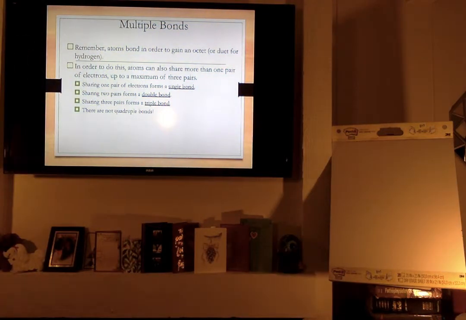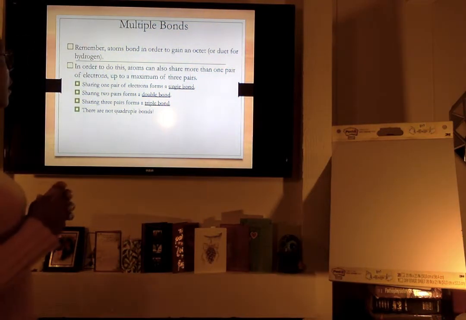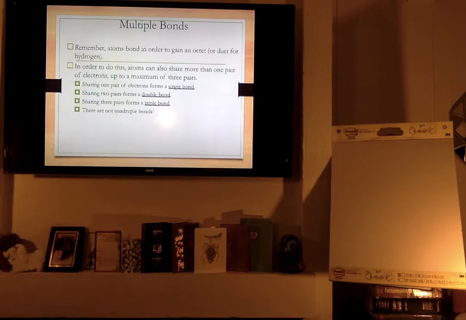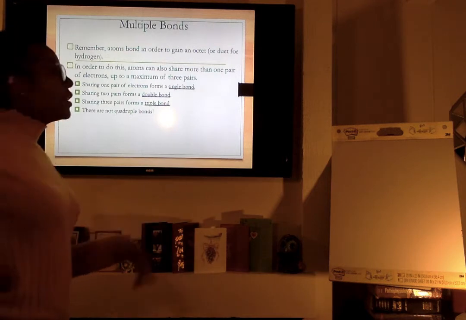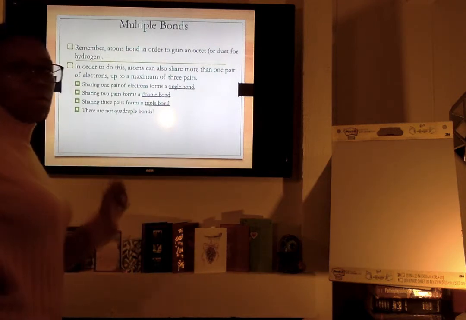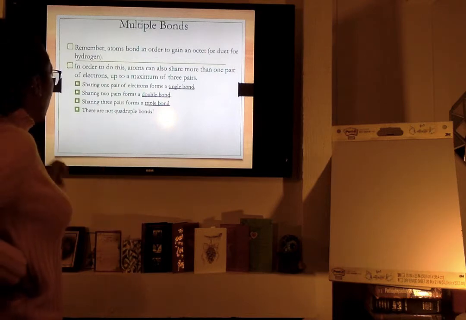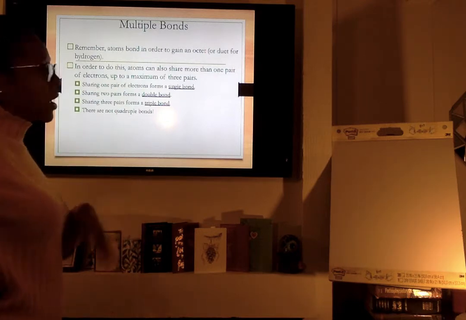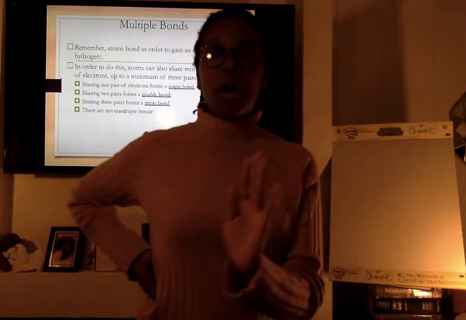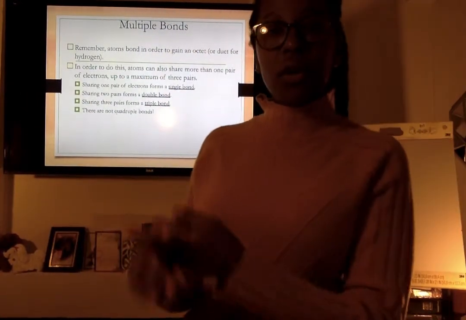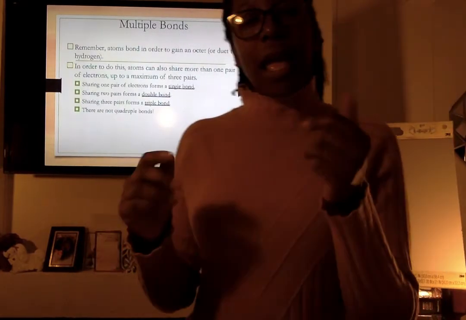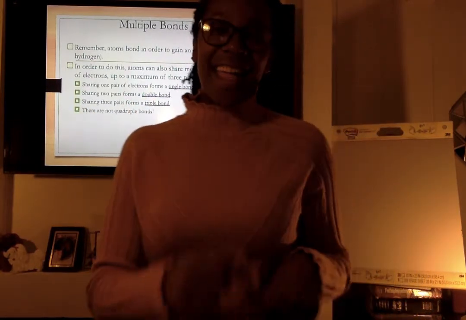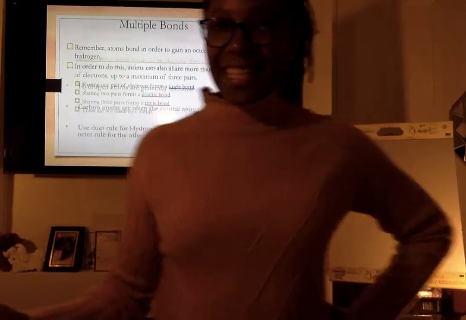In order to do this, atoms can also share more than one pair of electrons, up to a maximum of 3 pairs. This is a review of what we just talked about. Sharing 1 pair of electrons forms a single bond. Sharing 2 pairs forms a double bond. Sharing 3 pairs forms a triple bond. And once again, as I've said before, there are no quadruple bonds. There's just single, double, and triple. That's it. 1, 2, 3. You don't go past the A, B, C's, 1, 2, 3's, right? Okay, let's keep going.